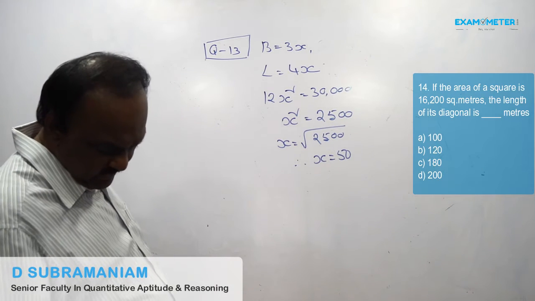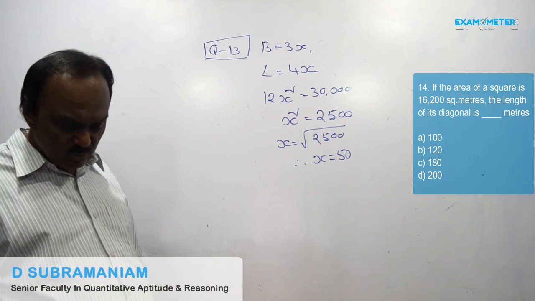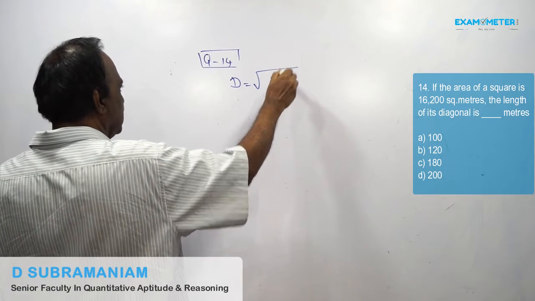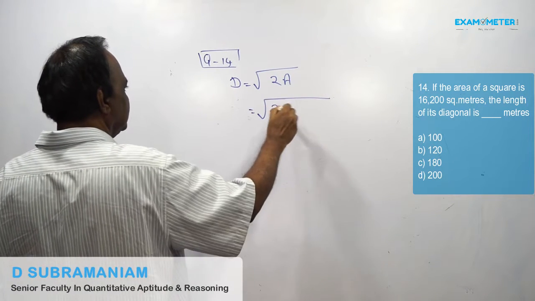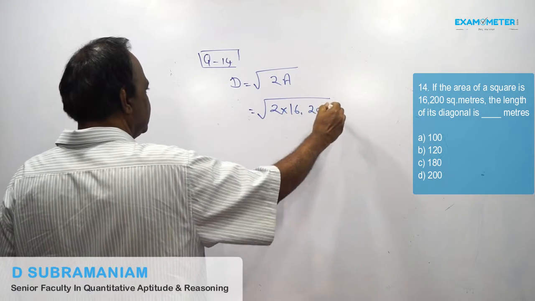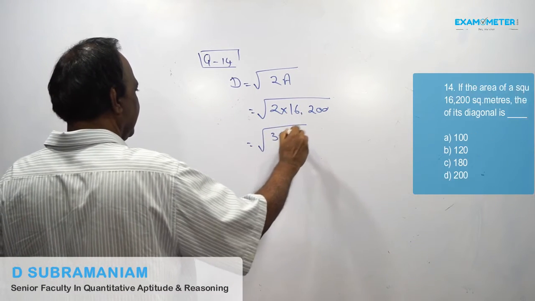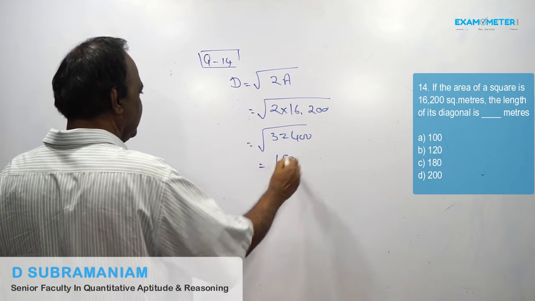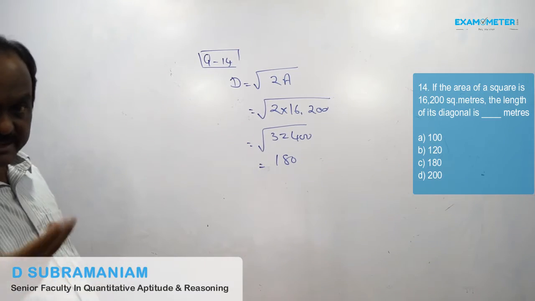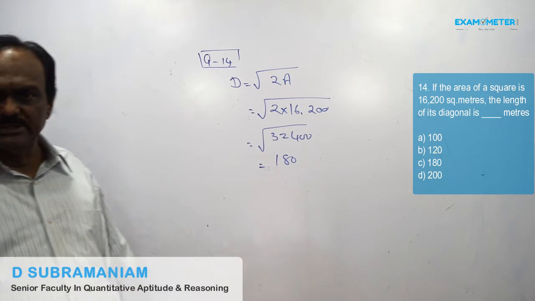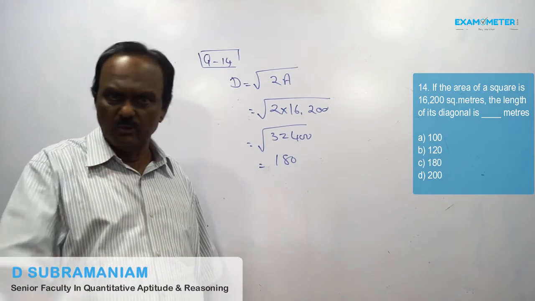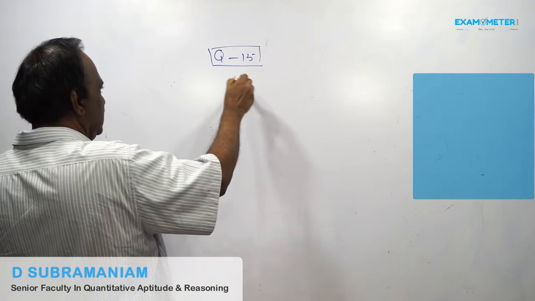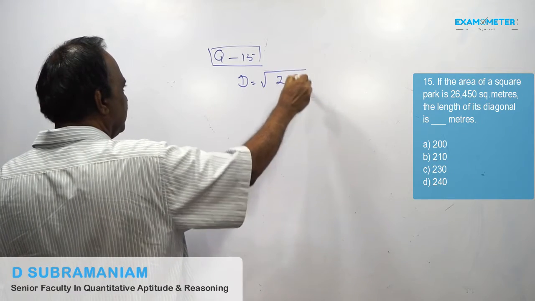14th problem. If the area of a square is 16,200 meters, the length of the diagonal is equal to root of 2 into area. Root of 324 is 18. For 2 zeros take 1 zero. So length is 180 meters. That is multiple choice C. Diagonal is equal to root of 2 into area.